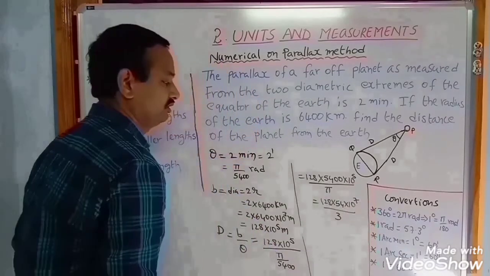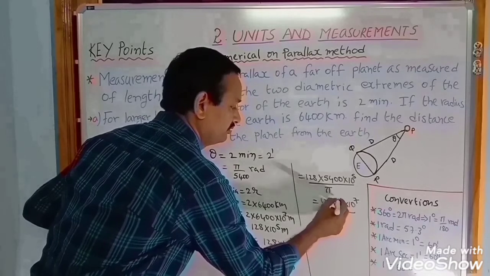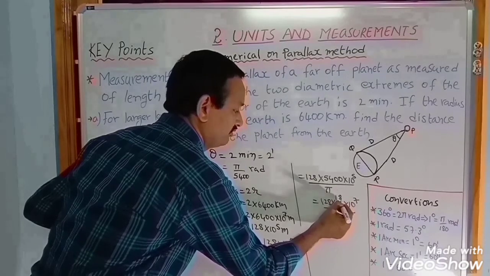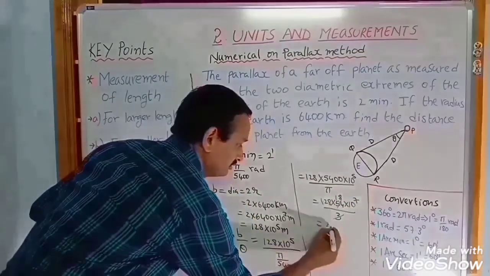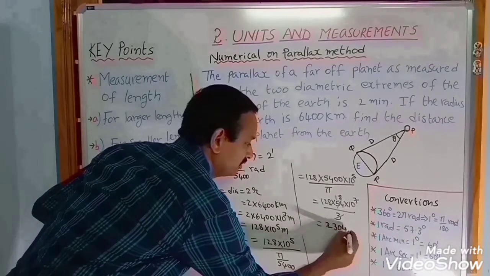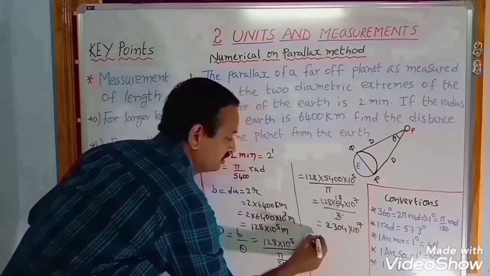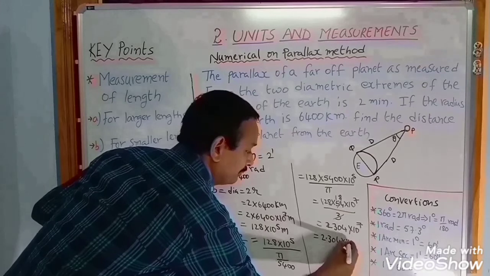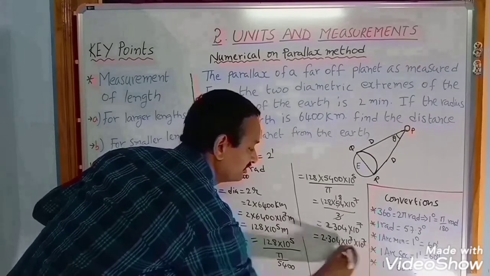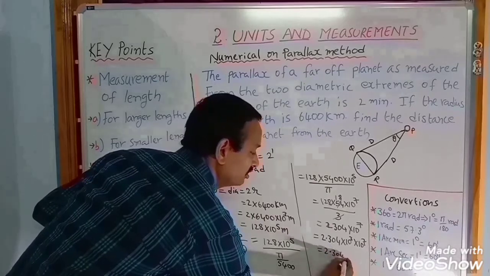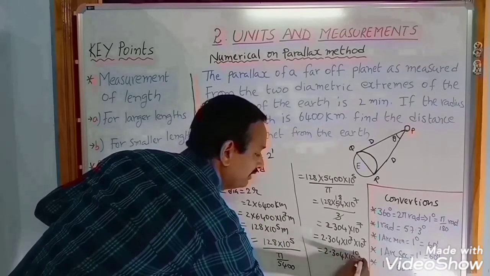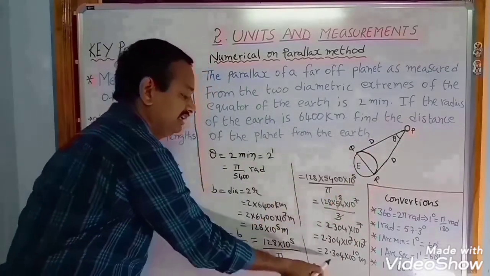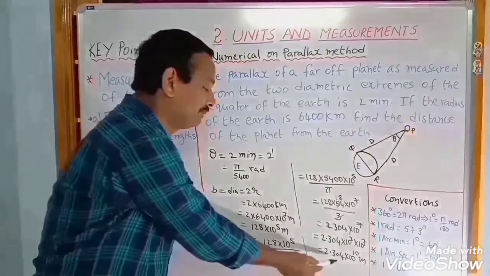So 3 table 54, 3 ones and 2 remainder, 3 8 24, so you will get 18. Then 304 into 10 power 7. So I can write this as 2.304 into 10 power 3 into 10 power 7. So I will get 2.304 into 10 power 10 meter. So we got the distance between the planet and Earth, that is 2.304 into 10 power 10 meter.